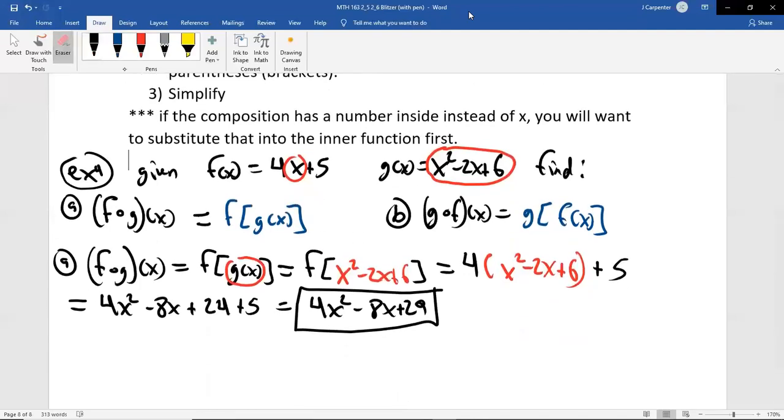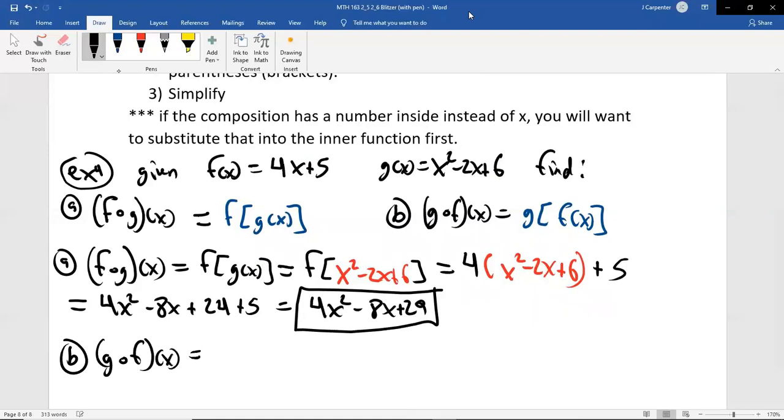All right, so let me erase my little circles and stuff so we don't confuse you for part B. Now we're going to do it the other way, g of f. And I love doing these both ways because going back to the add, subtract, multiply, divide, we said adding and multiplying, order doesn't matter. Subtracting and dividing, the order did matter. So we're going to find out whether the order matters for compositions.